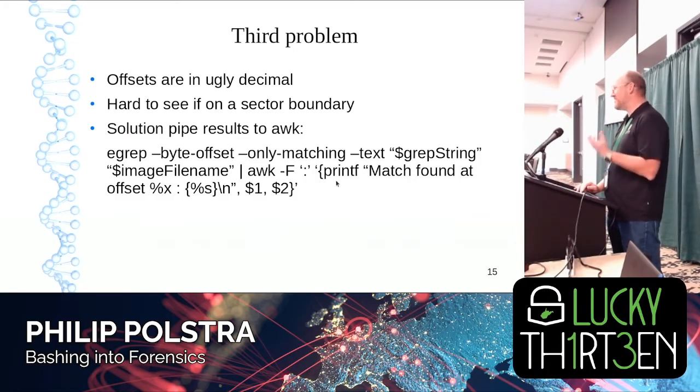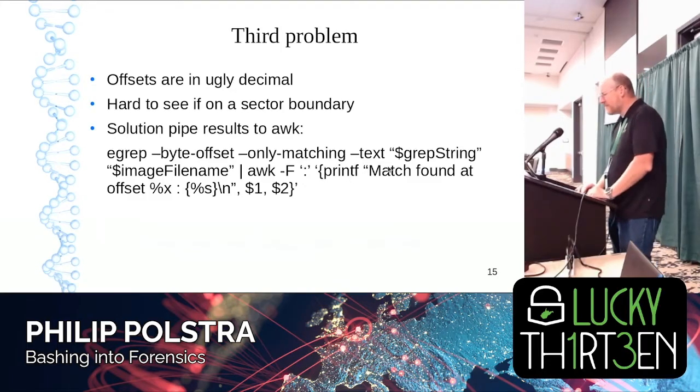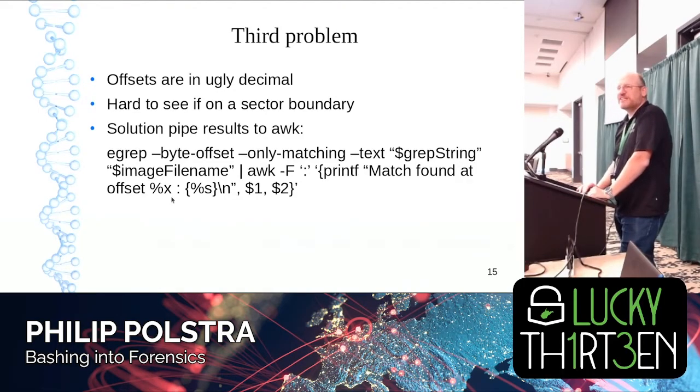It's very similar to C's printf. There's also printf in the shell itself. And I'm going to say match found at offset %x. That says, please print the first thing I give you as a hexadecimal number, colon, %s. The next thing is going to be a string, and add a new line to the end of that. And the first thing is $1. That's the stuff that came before that colon. That was your offset. That's the way that grep's going to put that information out there. $2 is all the other stuff.